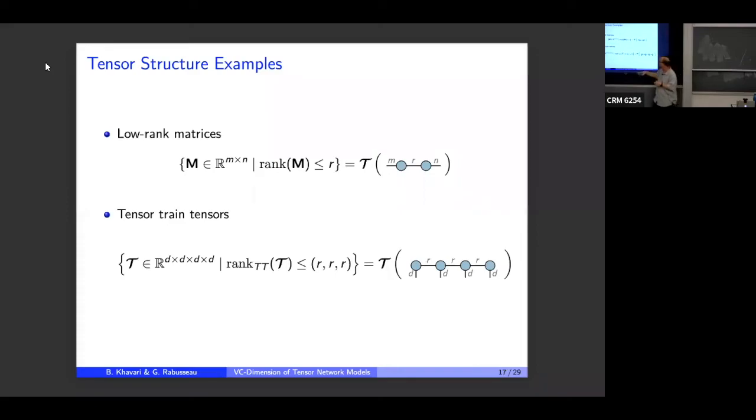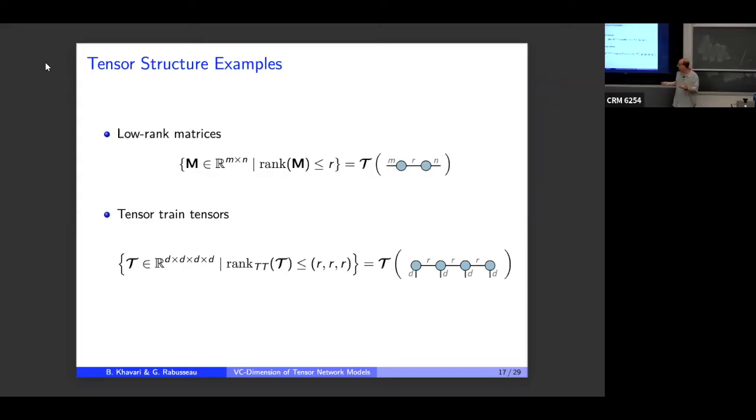We want to say, okay, it's the set of all possible, in this case, fourth-order tensors that can be expressed in this way, right? And actually, this corresponds to the notion of TT rank, which is a well-established notion and corresponds exactly to that. What is the smallest R that I can find, so that for a given tensor T, I can find an exact decomposition like this.